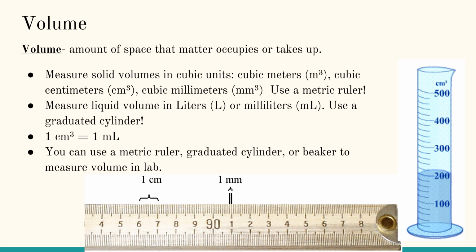You measure a solid in cubic units, so it could be cubic meters, cubic centimeters, or cubic millimeters, and you do this by using a metric ruler. You measure liquid volume in liters or milliliters and use a graduated cylinder. 1 centimeter cubed is about 1 milliliter. You can use a metric ruler, graduated cylinder, or beaker to measure volume in a lab.